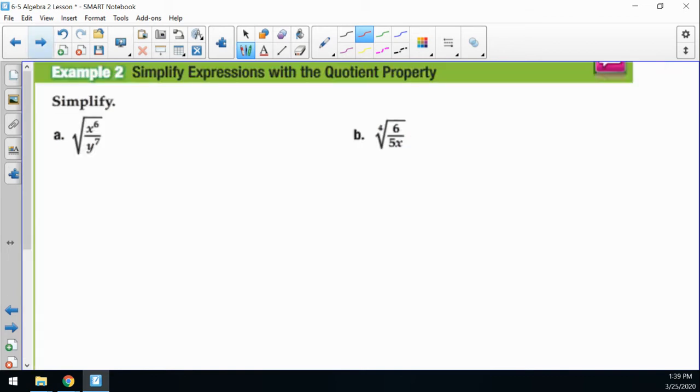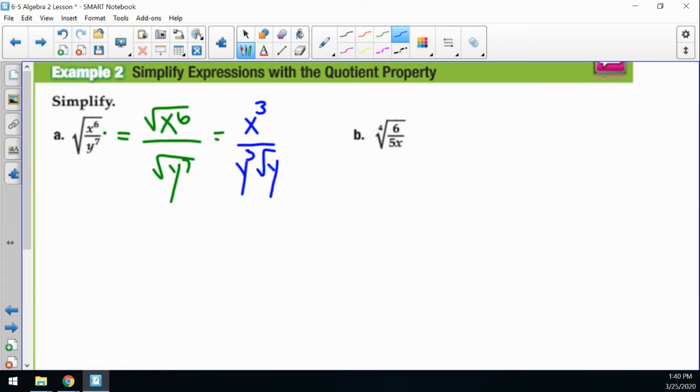All right, so my job is to find the square root of x to the 6th over y to the 7th. Now, you don't have to do this step, but I still like to do it every time, just because then I know that I'm doing something right. Okay, so I broke them both up. I know the square root of x to the 6th is x to the 3rd, but the square root of y to the 7th is y to the 3rd, but with another square root of y. And so I want to get rid of that, right?